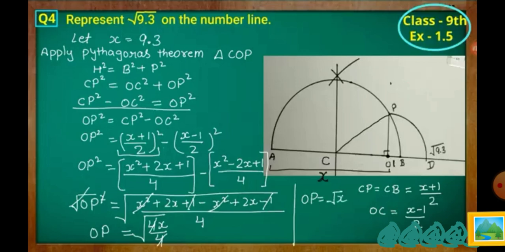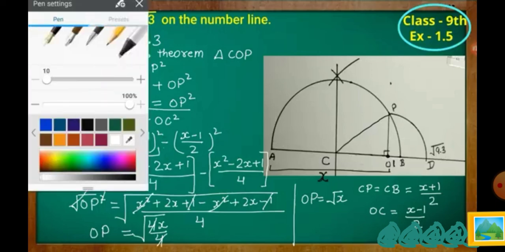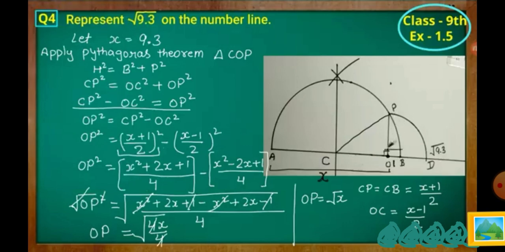Children, what is our assumption in the beginning? X is equal to 9.3, right? So that you write it. OP is equal to 9.3. Hence proved. Understood children? Hope all of you understood the concept.